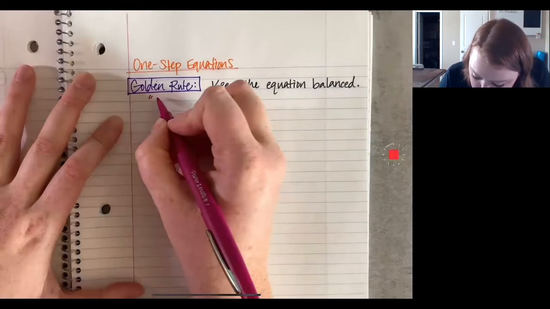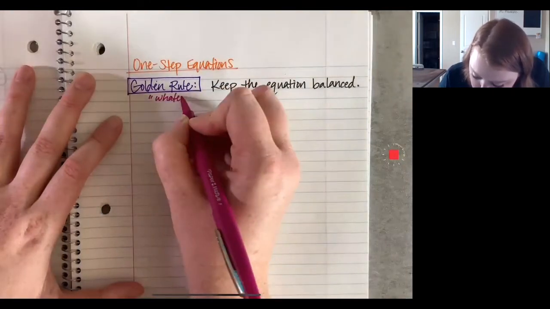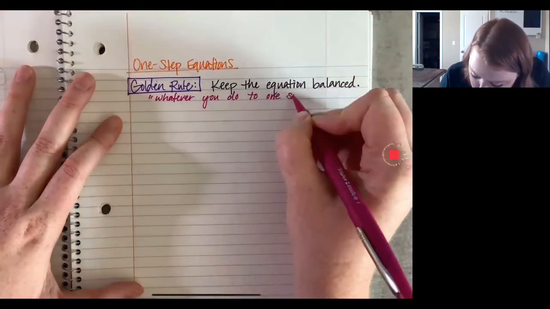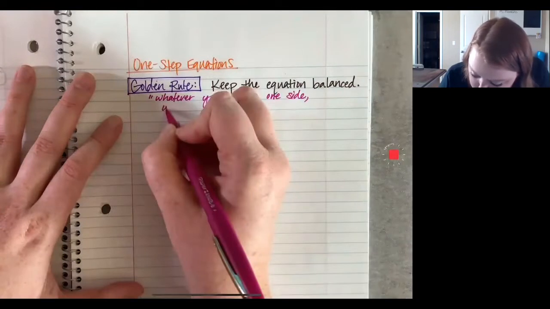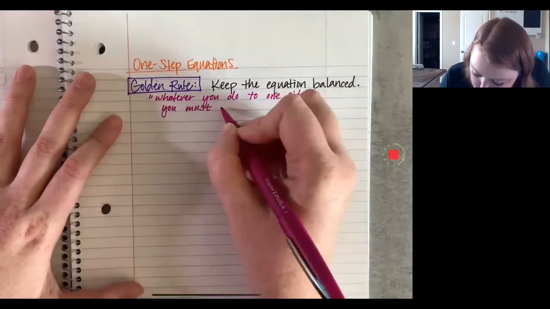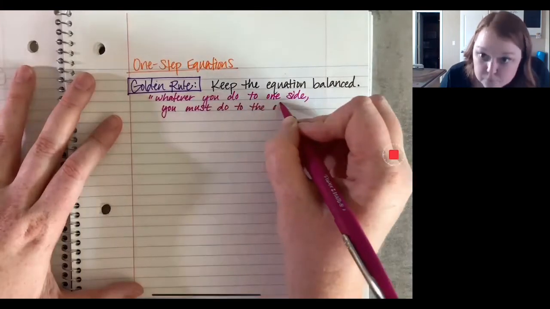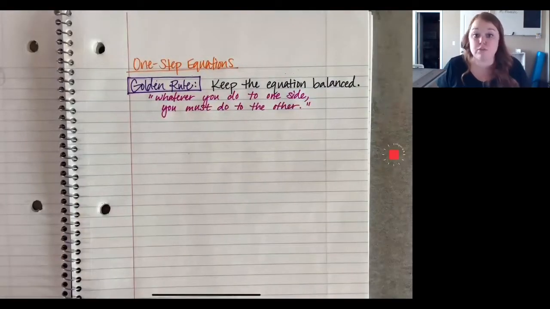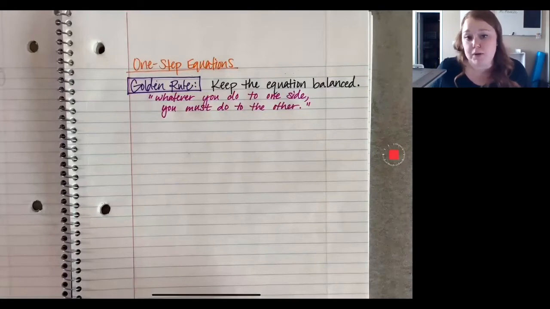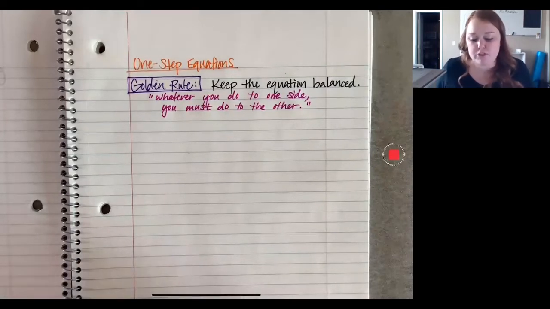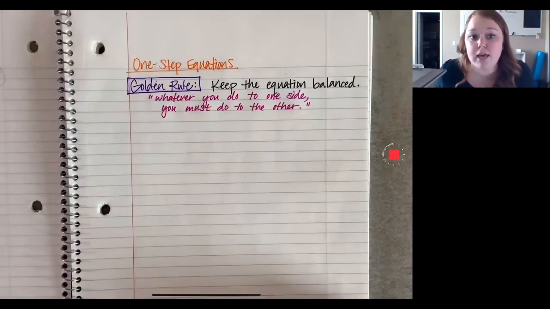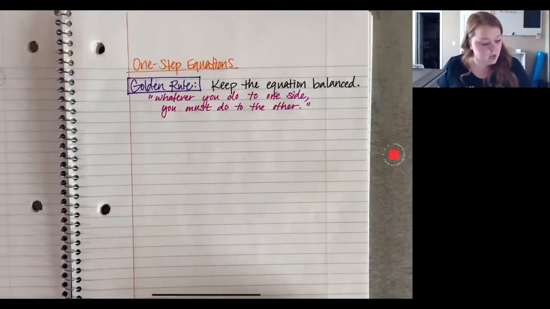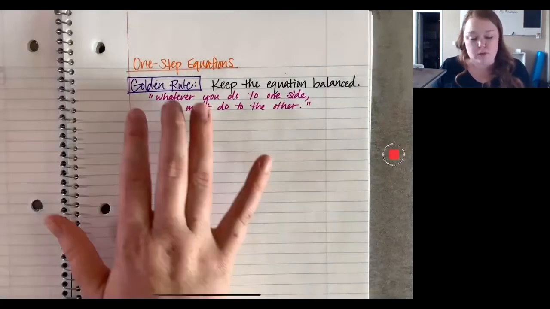Whatever you do to one side, you must do to the other. Okay, so I'm sure you've heard that before. And yes, there are two sides to an equation, the left side and the right side. So whatever I do to one side, I must do to the other. And that's what's cool about equations, you can manipulate them in so many ways. And it's legal to do as long as you do it to both sides. Okay. All right, now, so we have a golden rule. We always follow this rule.